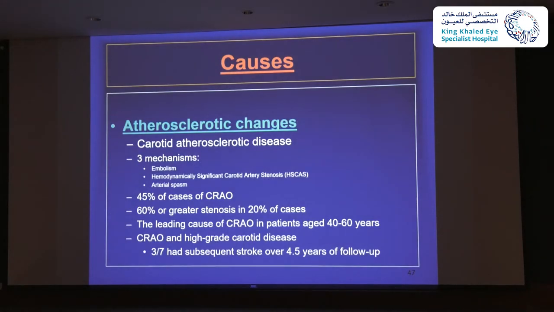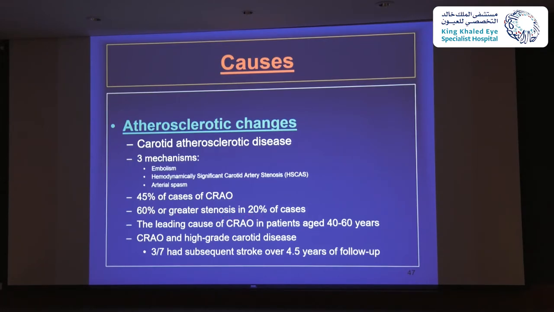Or unusual situations. If you are looking for atherosclerotic disease, we have three mechanisms: either emboli, hemodynamically significant carotid artery stenosis, or arterial spasm. So this is how carotid atherosclerosis could lead to retinal arterial occlusion. And in 45% of the cases, it might lead to central retinal artery occlusion. So one of the major causes here is carotid disease or obstruction. Then 16% or greater stenosis in 20%.